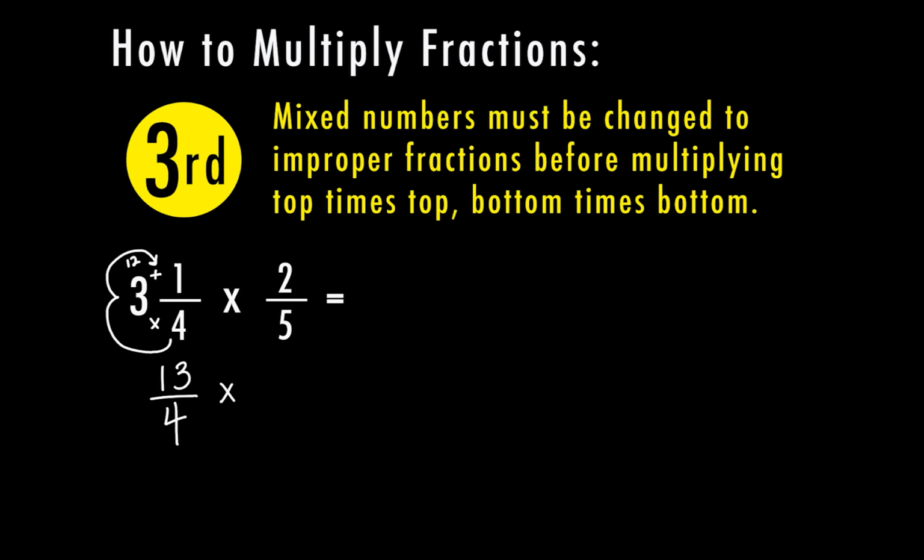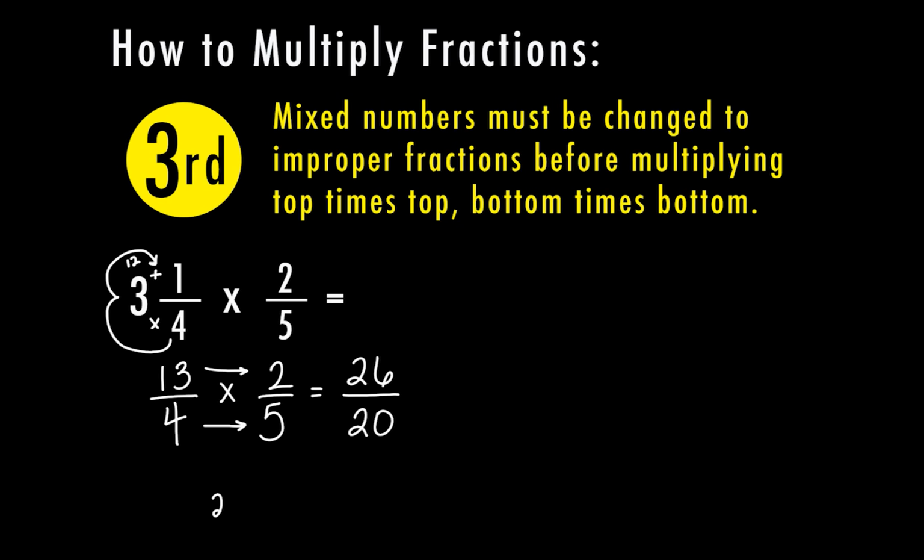Now I'm going to multiply that times 2/5. So now that both of the numbers in my problem are fractions, I can multiply straight across the top and straight across the bottom. So 13 times 2 is 26. 4 times 5 is 20. Now, once again, my top number, my numerator in my answer is bigger than the denominator. So now I have to divide again. So let's go ahead and do that down here.